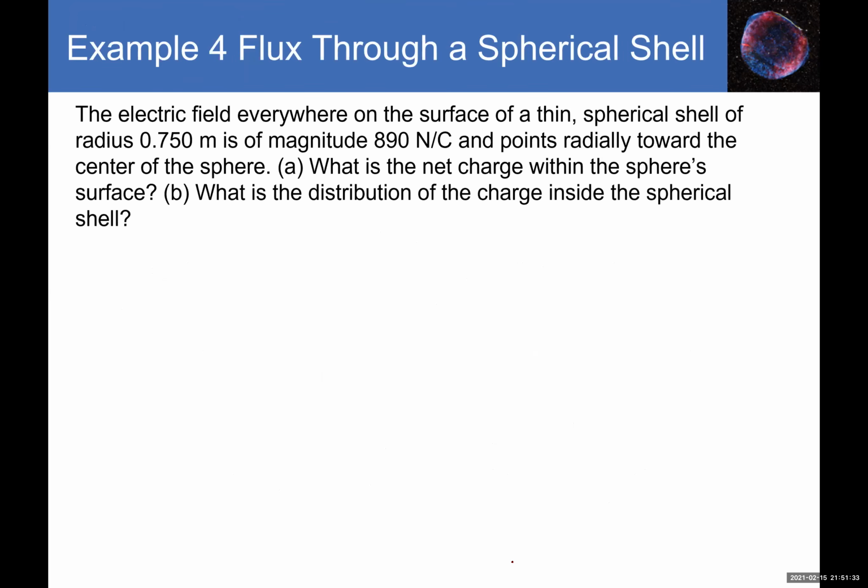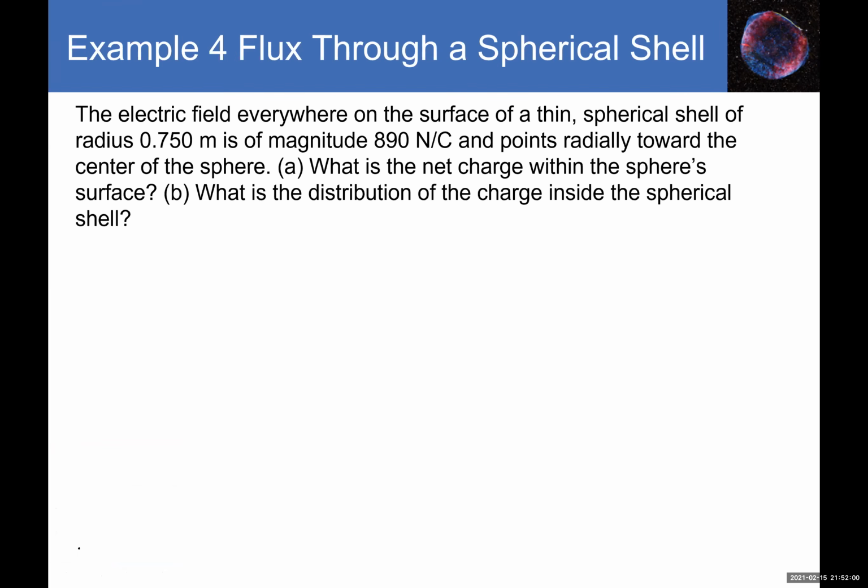Okay, so one more example here. The electric field everywhere on the surface of a thin spherical shell of radius 0.75 meter is of magnitude 890 newtons per coulomb and points radially toward the center of the sphere. What is the net charge within the sphere's surface? And what is the distribution of the charge inside the spherical shell?